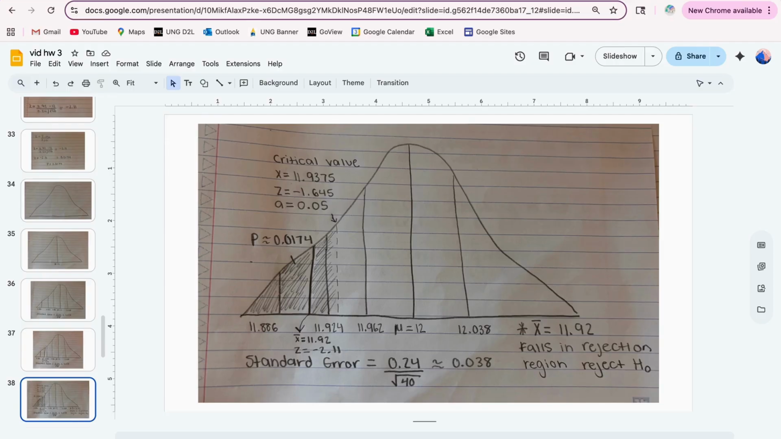I shaded to the left of 11.92 to represent the p-value. Then I labeled the critical value x equals 11.9375 and shaded to the left of it to indicate the rejection region. Finally, I noted that 11.92 falls within the rejection region.